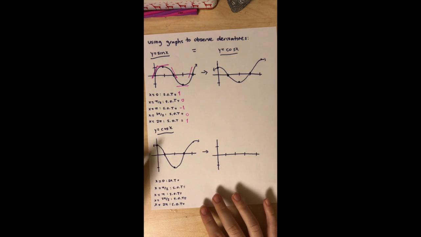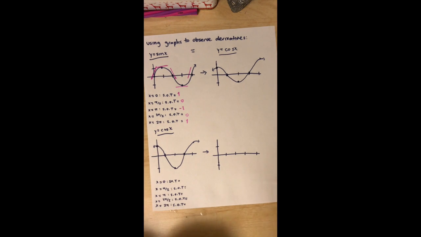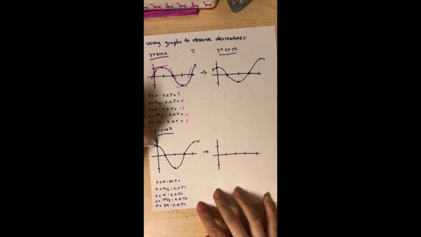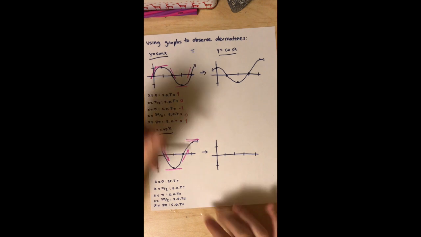Now, looking at the cos x graph, you can again observe the slope of the tangents. So at 0, the slope of the tangent is 0. At pi over 2, the slope of the tangent is negative 1. At pi, the slope of the tangent is 0. At 3 pi over 2, the slope of the tangent is positive 1. And at 2 pi, the slope of the tangent is again 0.